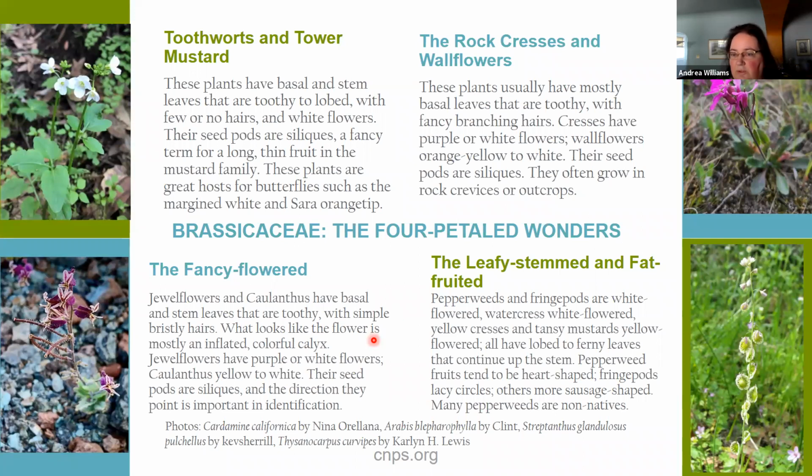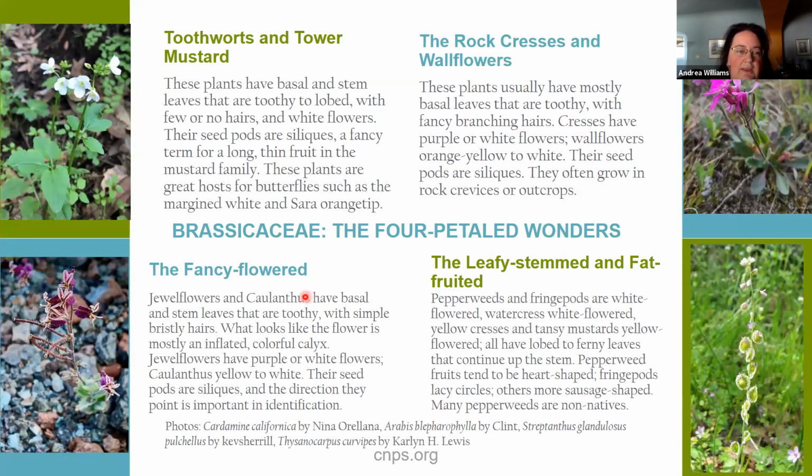Leafy stemmed and fat fruited, those are kind of the other mustards. Pepperweeds, fringe pods, which tend to be white flowered. Watercress, yellowcress, tansy mustard, yellow flowered. A lot of them, or most of them, have lobed or ferny leaves that'll go up the stem, so cauline leaves. Pepperweed fruits will be heart-shaped. Fringe pods, shown here as these lacy circles, also called a silicle, which is another specific term for mustard family fruit. Some of them are more sausage-shaped, particularly the yellow cresses and winter cresses. A lot of the pepperweeds are non-natives, but not all of them are.